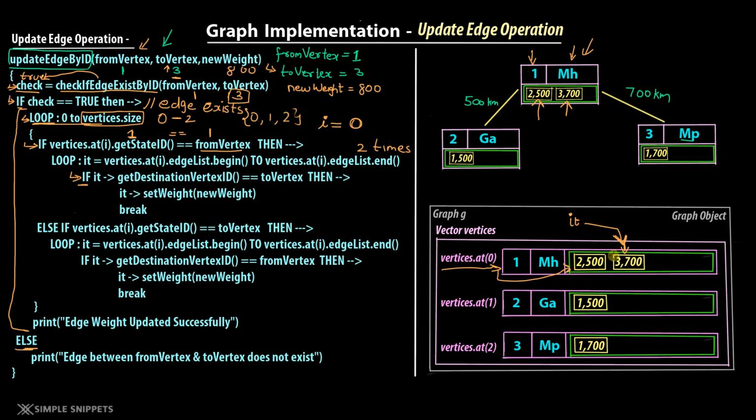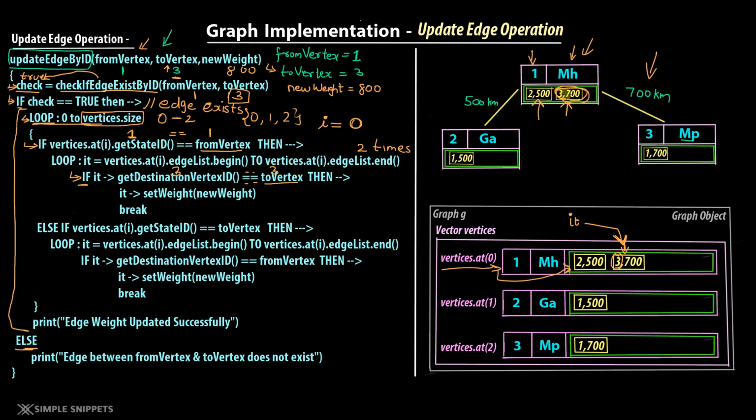So it is currently pointing to the second edge object. When you say get destination vertex ID, this time the vertex ID is 3. So you get 3. Now is it equal to 2 vertex? 2 vertex is still 3. Yes, this time we've got a match. So now you can see that we have basically found the particular edge which represents this edge, that is 3,700.